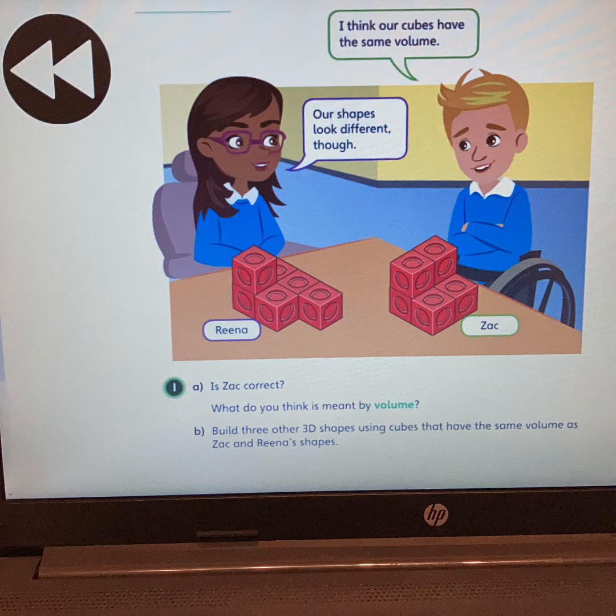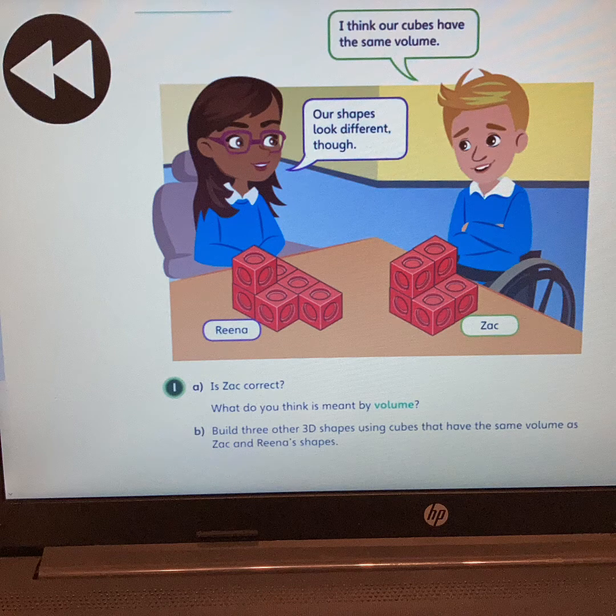So we have got Rena and she says our shapes look different. And Zach says, I think our cubes have got the same volume. So he thinks their volume is the same. Rena thinks, but they're different though. So how can they have the same volume? So I just want you to think about, is Zach correct? And what do you think is meant by volume? Pause the video, have a go.